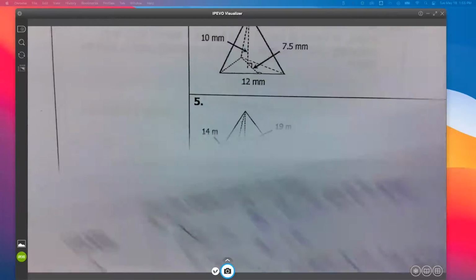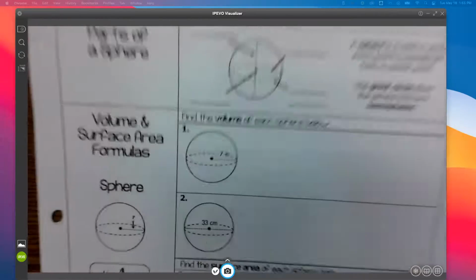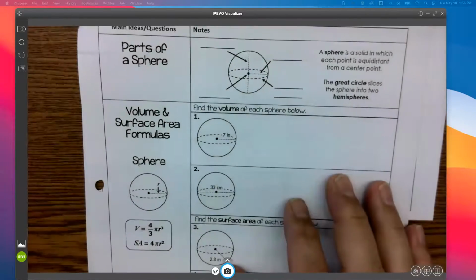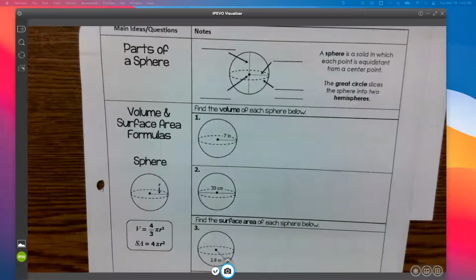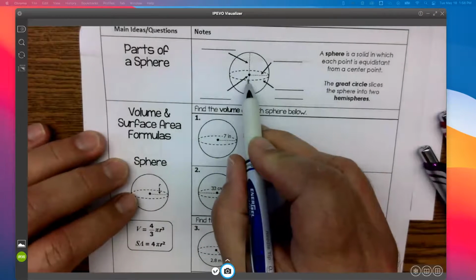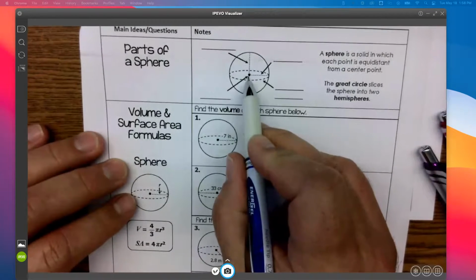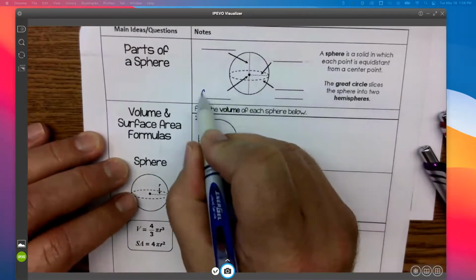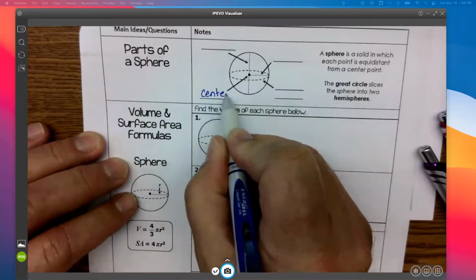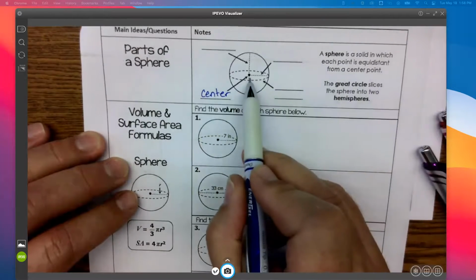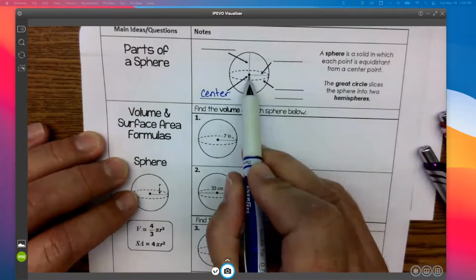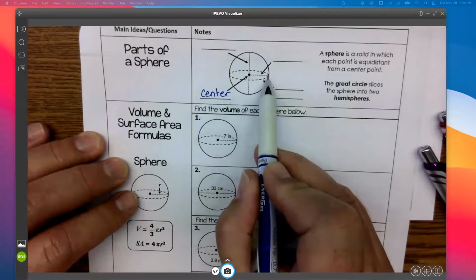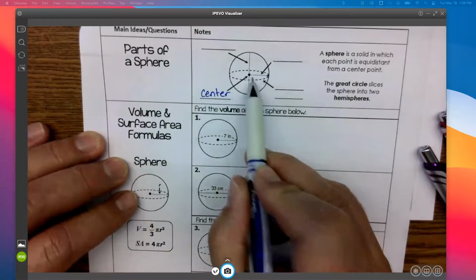Okay, last 2 pieces for the day, for the semester, and for the year. We're going to talk about spheres. And before we talk about spheres, we've got to get some parts for a common vocabulary. What do you call that point right there in the middle? The center. And if I were to measure from that distance, from that center, straight out to some point on the sphere, what do we call that?